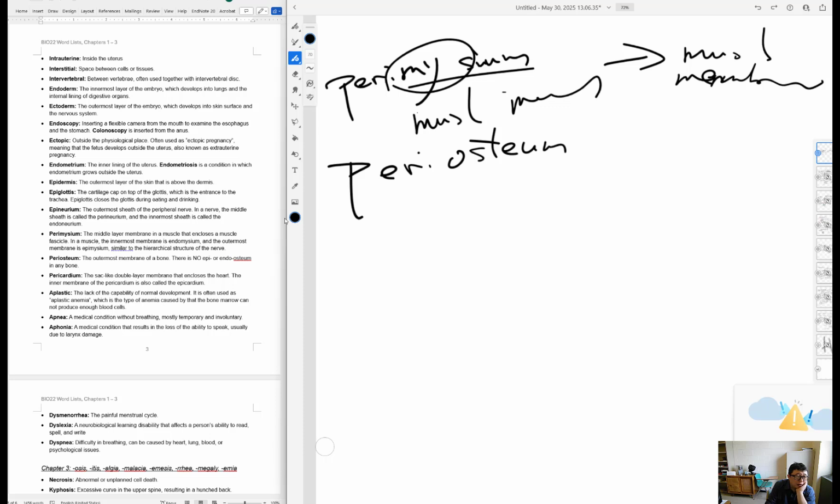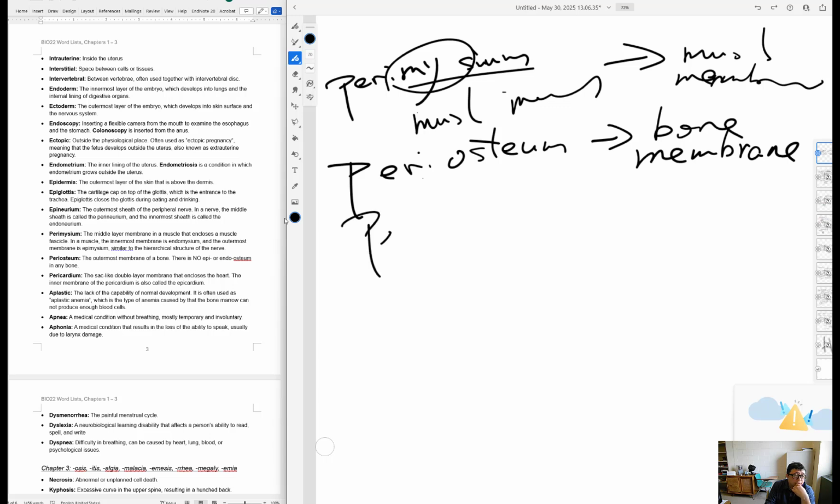Periosteum. Periosteum is the bone membrane. Many of our organs, especially structures in the body, are enclosed by membranes. Perimysium encloses the muscle, periosteum encloses the bone, and epineurium encloses the nerve.